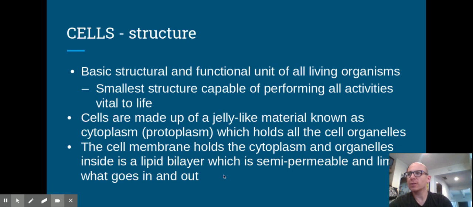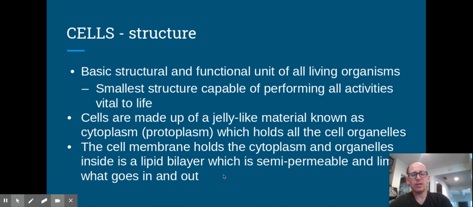in its right place. So that's called cytoplasm or protoplasm. Now, within that, you have all the cell organelles that all serve different purposes, like the endoplasmic reticulum, Golgi body, mitochondria, RNA, nucleus, all of that.